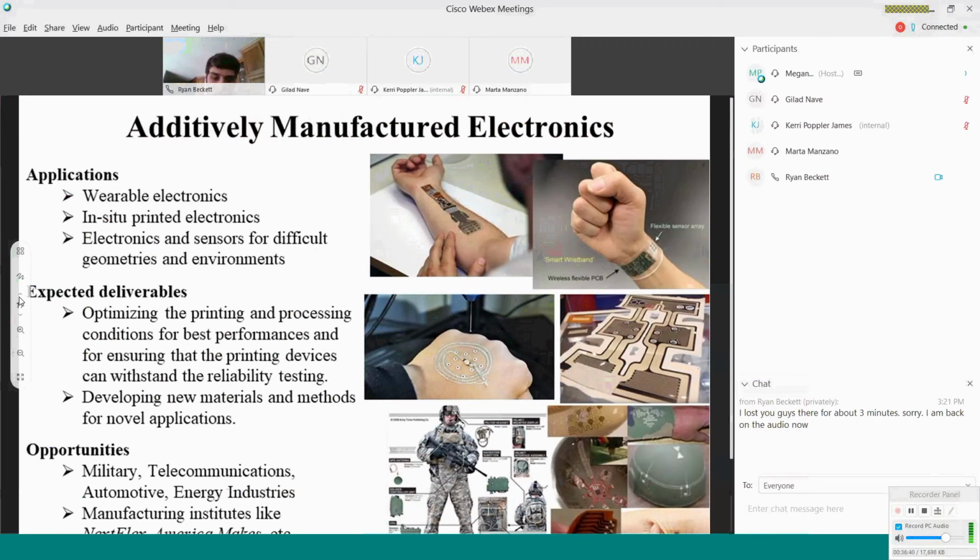And as I mentioned before, on the left, upper left there, you see actual electronics that are tattooed onto a person in order to measure, for example, sweating of the skin, temperature of the skin, heartbeat, etc., for health monitoring. You can also see there printing for the soldier of the future in the bottom there as well.